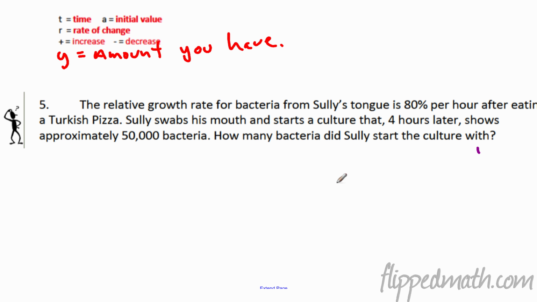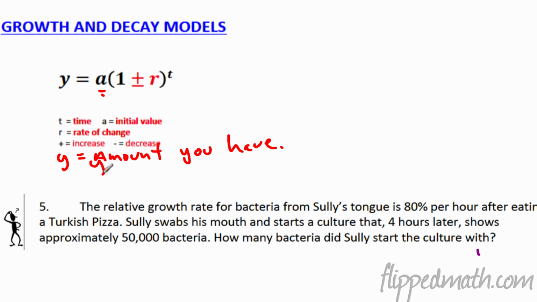So let's do number 5 here, the relative growth for bacteria. Relative growth, 80% per hour. So it grows at 80%. Does that mean that it's going down or is it going up? Well, that means it's going up. So basically, let's write this formula out here. So we get y equals a, 1, in this case we're going to do plus, we're not going to do minus, and it's going to be raised to the t.